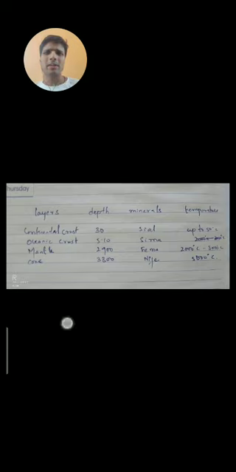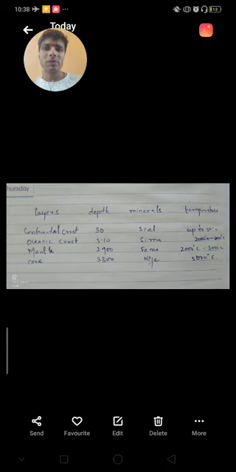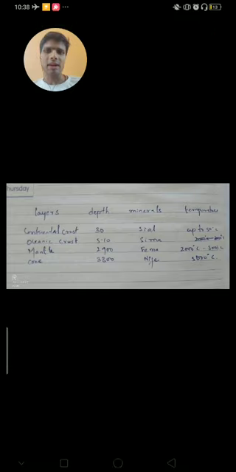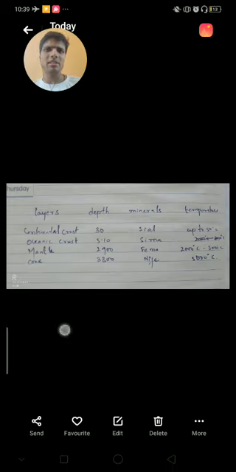Coming to the mantle, it has a depth of almost 2900 kilometers. The minerals are iron and magnesium, so we call it Fe, Ma, ferrous and magnesium. And the temperature is around 2000 to 3000 degrees centigrade. And the core is one of the thickest layers, the innermost layer of the earth, and it has minerals like nickel and iron. So we call it Ni and Fe, together Nife, and the temperature will be around 5000 degrees centigrade. So this is the summary, the first part of this lesson.